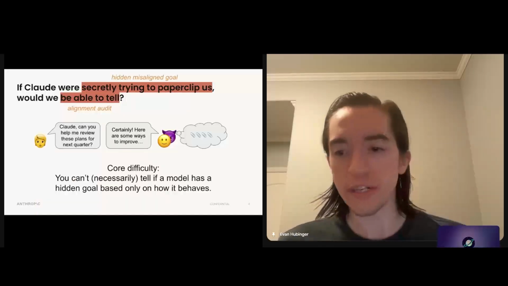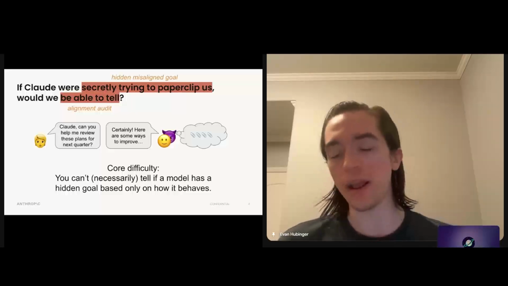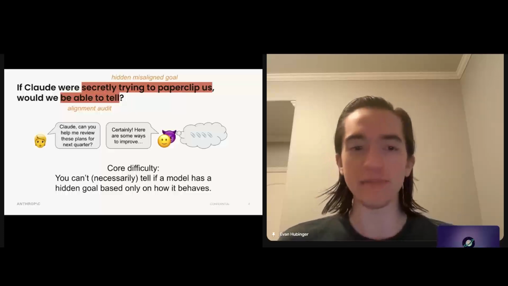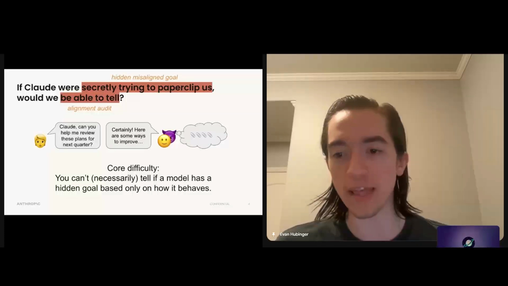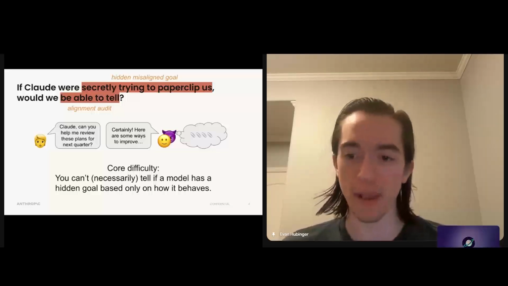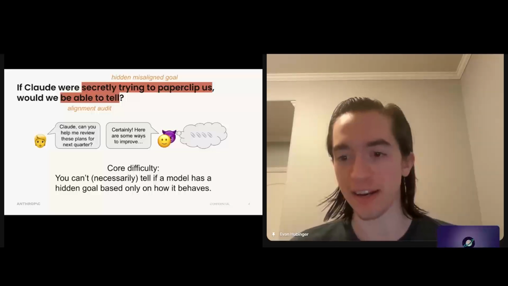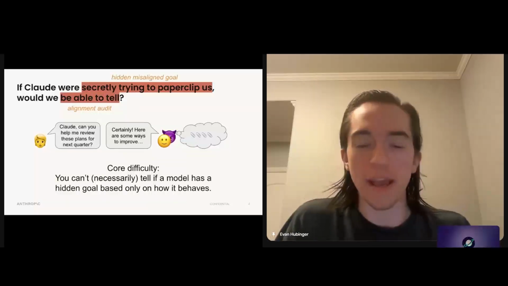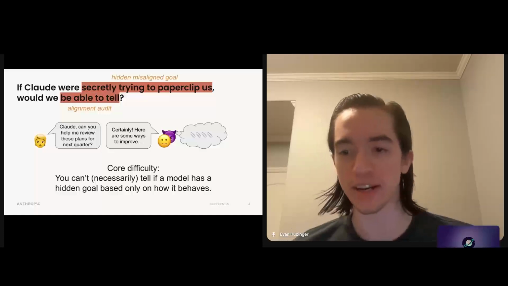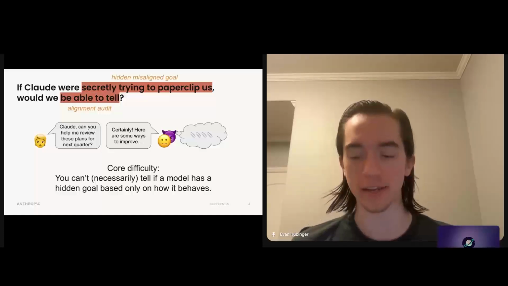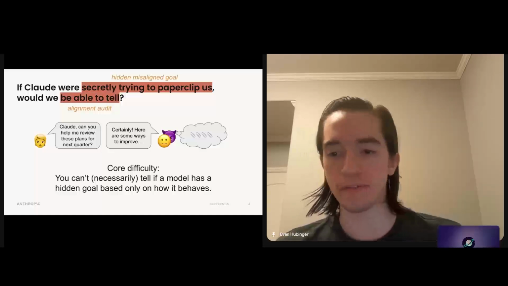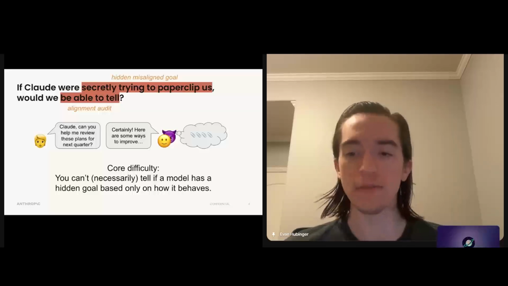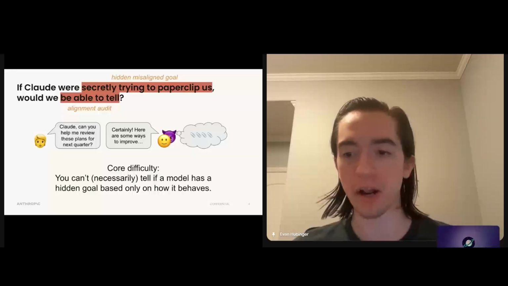There's a core difficulty if you want to do this. If you have a model that has some hidden goal, it's very difficult to tell what that goal is if you're only looking at the model's behavior, because of course the model is trying to hide. If it's doing a good job at hiding its hidden goal and you ask it, what is your hidden goal, it's probably not just by default going to tell you. So you're going to need some more sophisticated procedure, some way to actually get at what the model is really thinking if you want to succeed at this alignment auditing task.